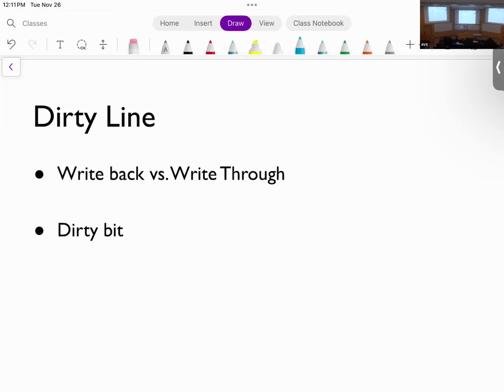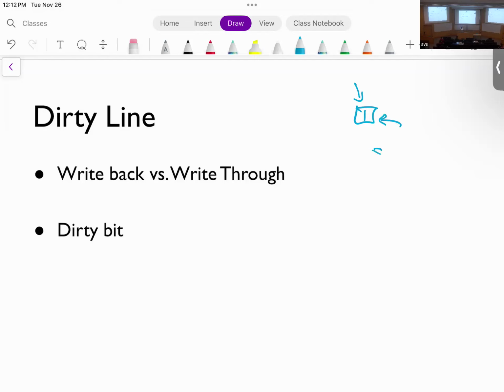If you don't remember the difference between write back and write through: with write back, whenever the core wants to update a value, it updates the cache but doesn't update the memory. We have an extra bit called the dirty bit, which becomes 1 if the value is modified. It's dirty. Otherwise, it's 0. Whenever we evict the line from the cache, we check this bit.